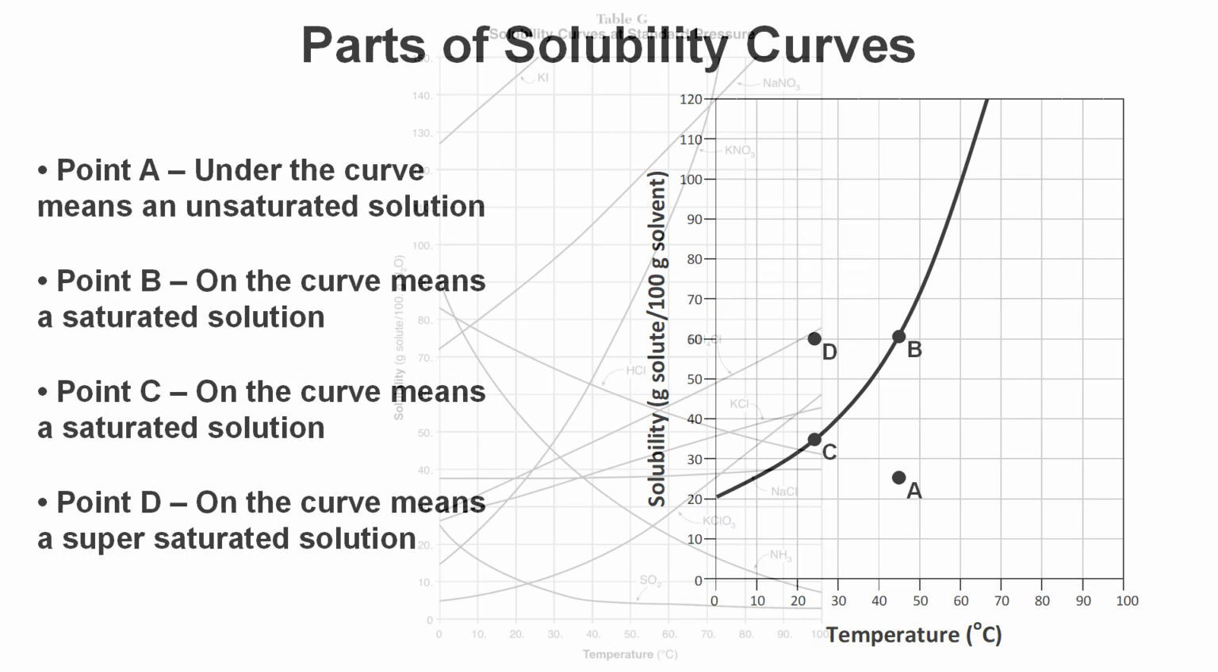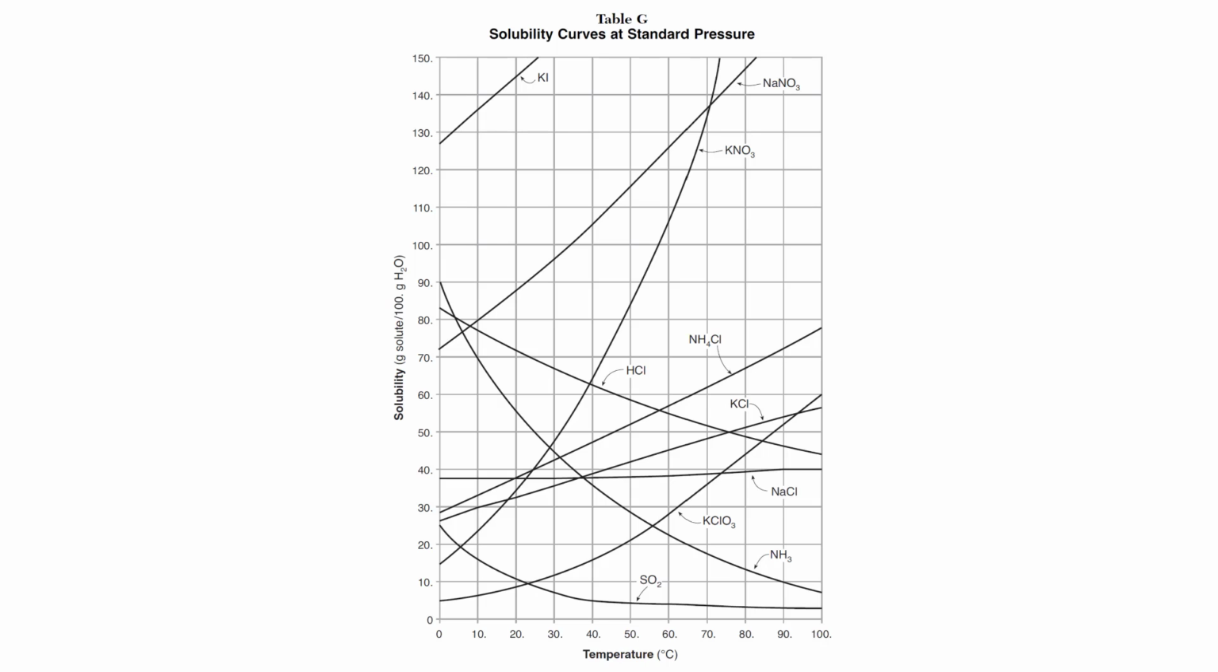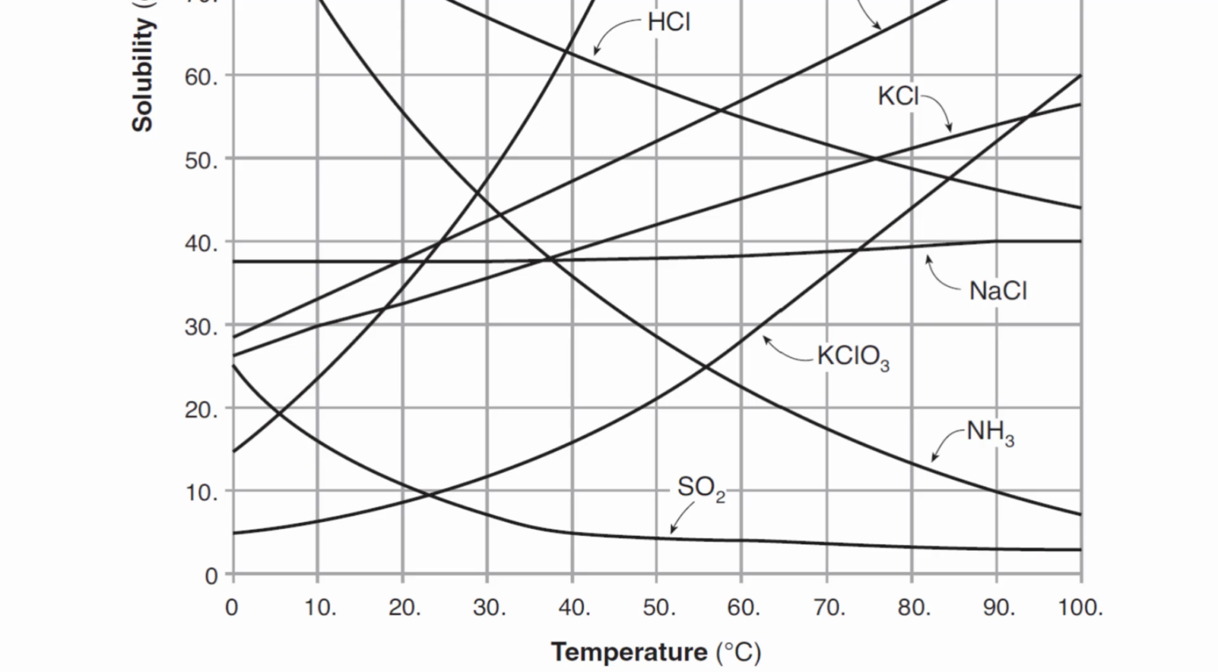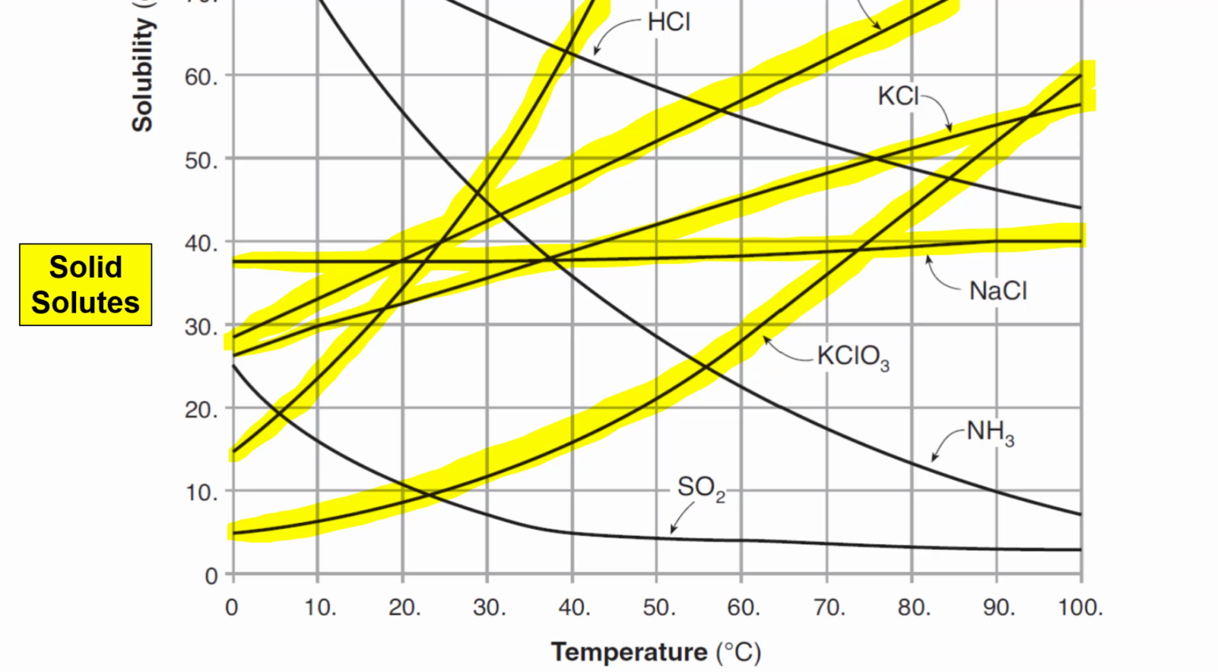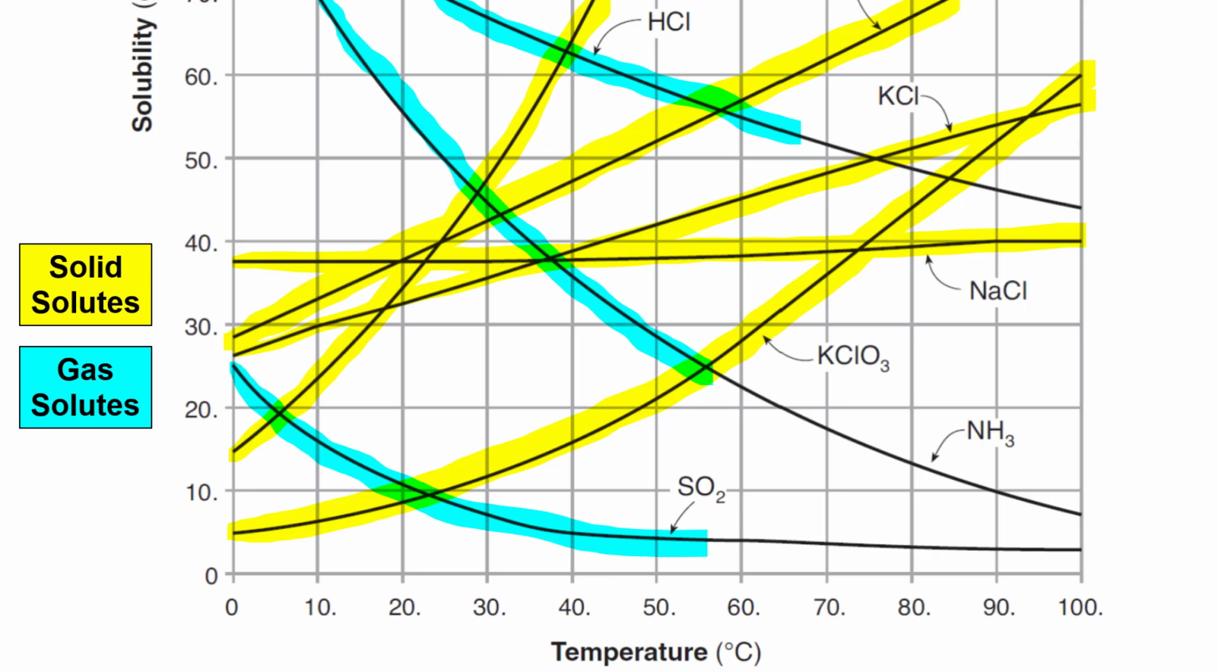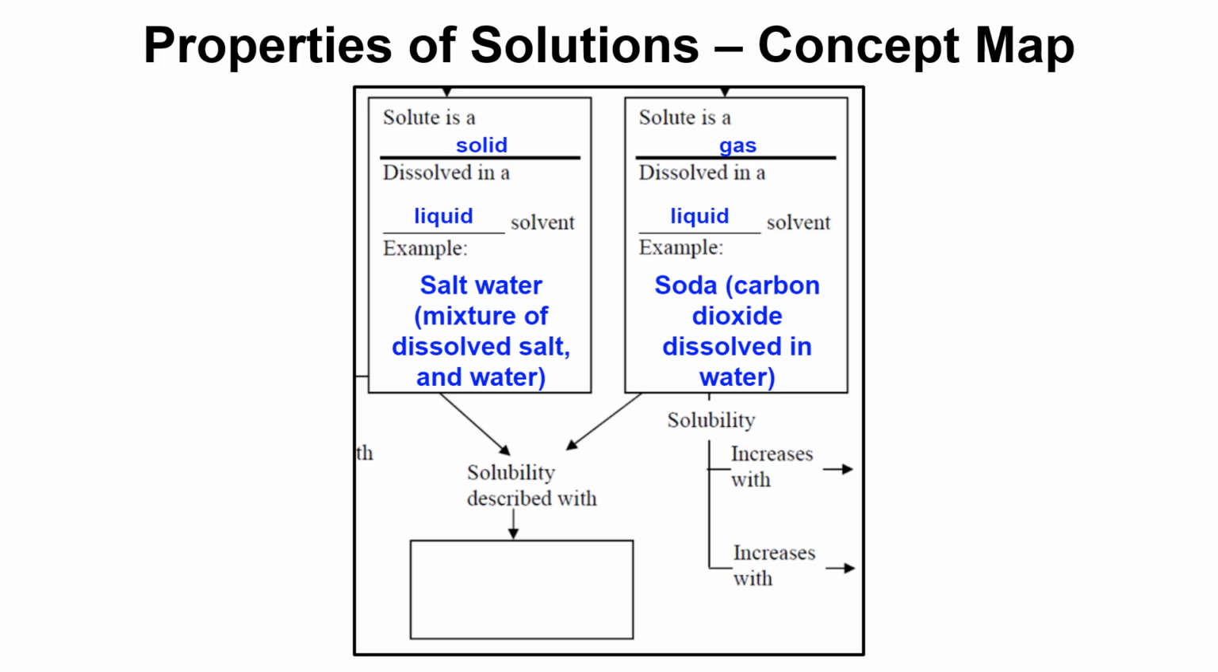And so if we look at the chemistry reference tables, table G, this tells us the solubility of how different solutes will dissolve in a solvent. And if we look closer, you can see that some of the lines are going up as we increase temperature, and others are decreasing as we increase temperature. And this tells us a little something. The lines that are going up are solid solutes, and the lines that are going down are gas solutes. So the solubility of a solid increases as temperature increases, but the solubility of a gas decreases as temperature increases. Let's take a little closer look at that in a second.